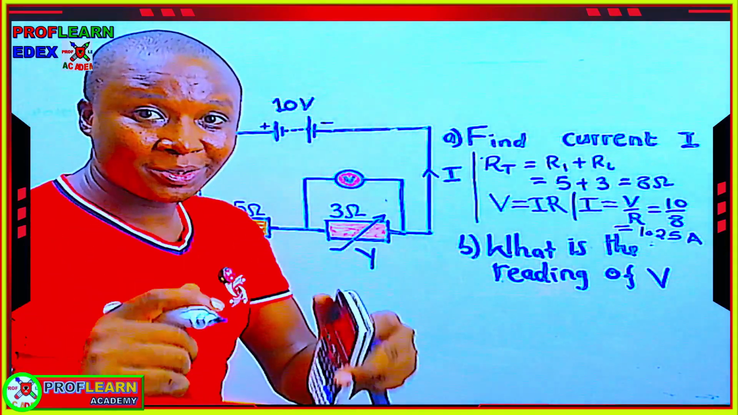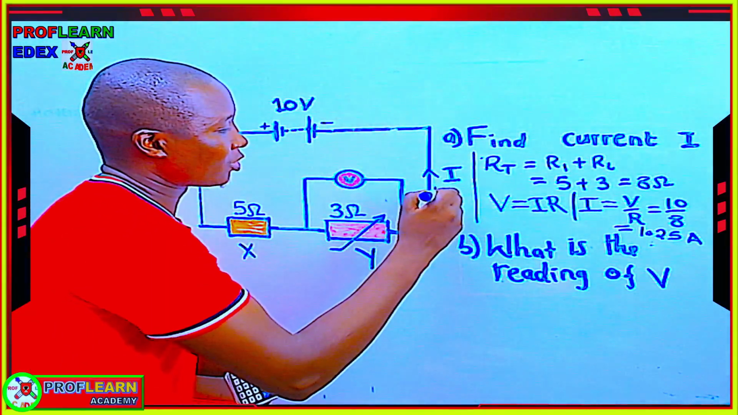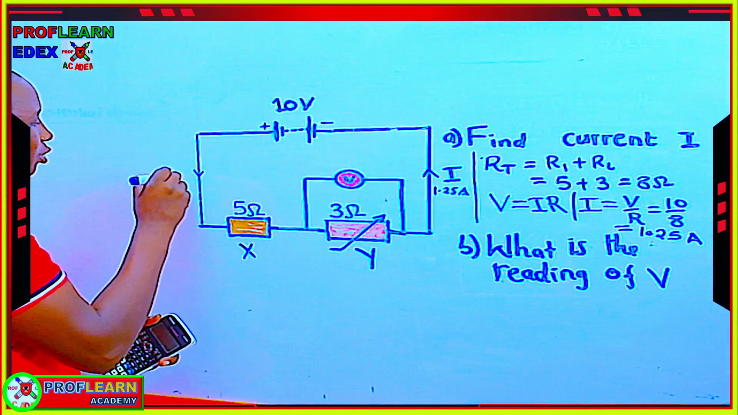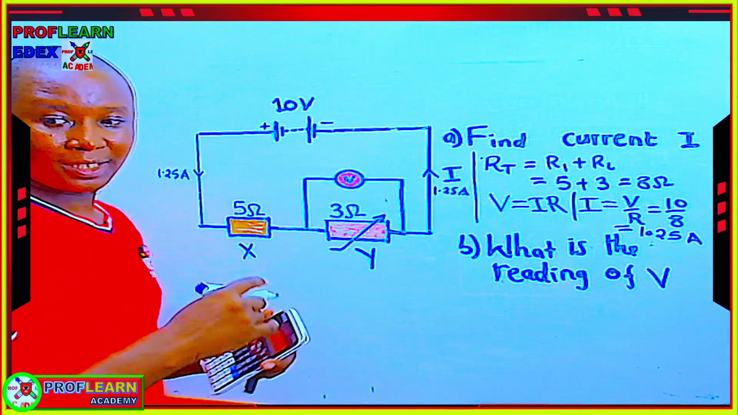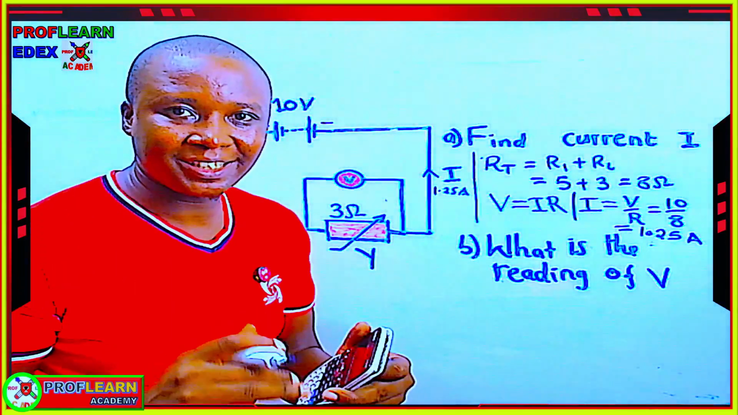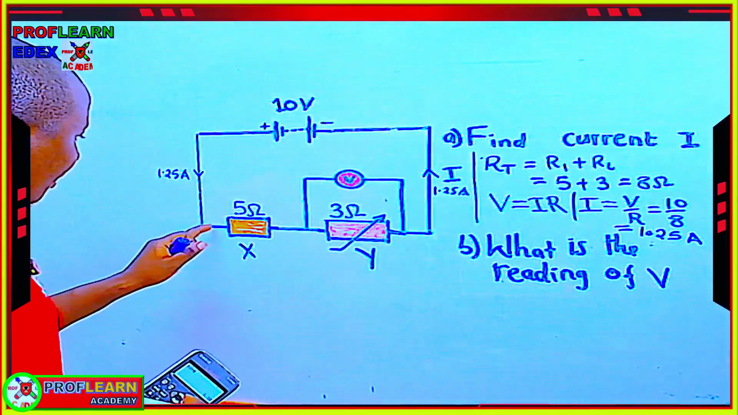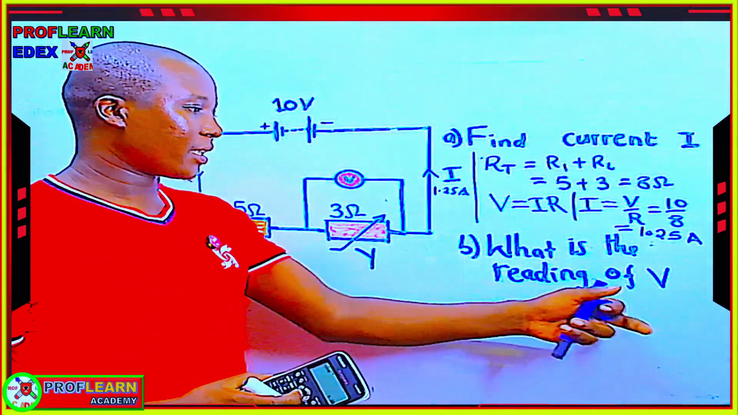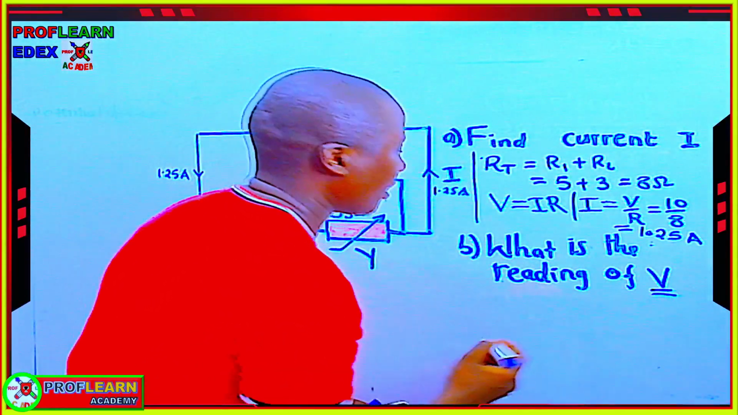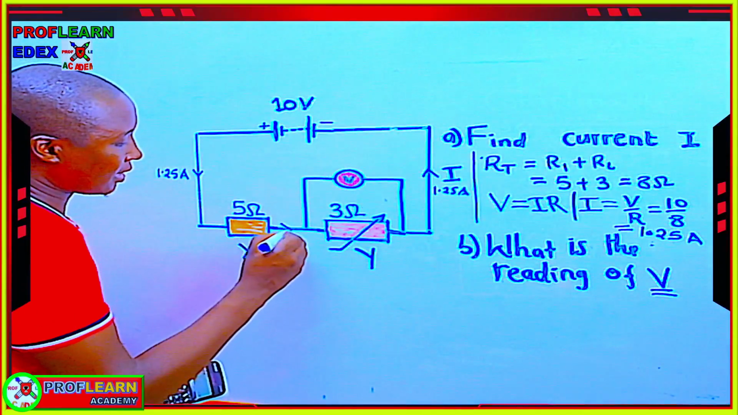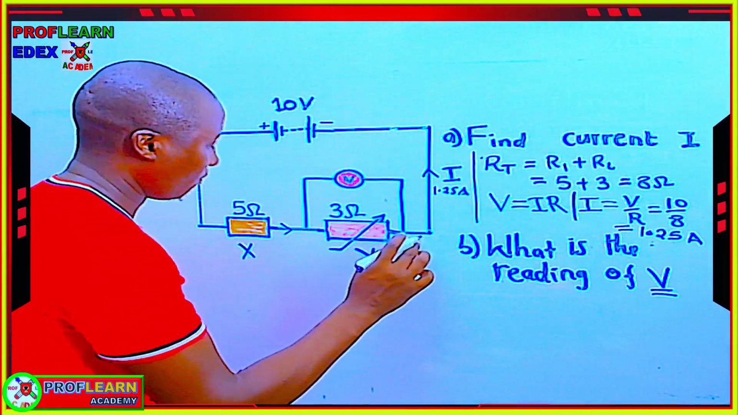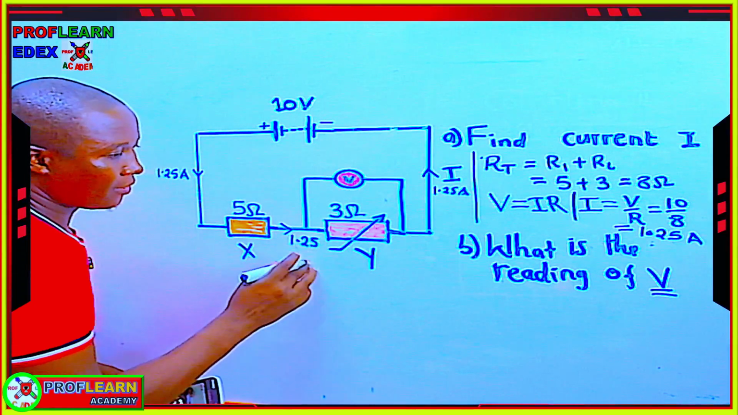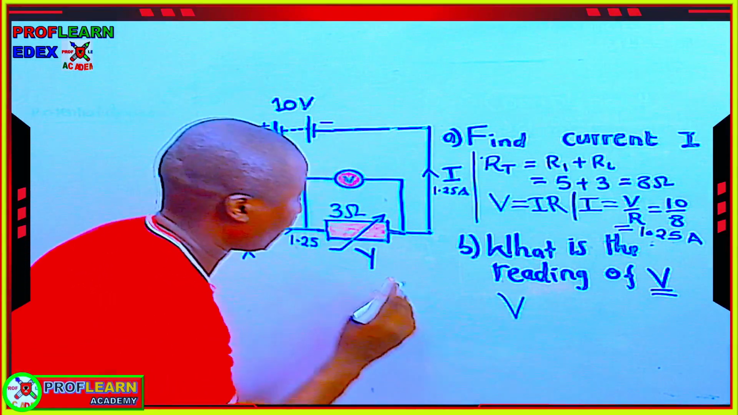So something that you need to remember, current at this point is 1.25 amps. Current at this point is 1.25 amperes. Current in a series circuit is the same throughout. The current that is passing through this component is the same current. So for us to state the reading of the voltmeter here, we are going to consider that the current that is going to pass through here is also 1.25.